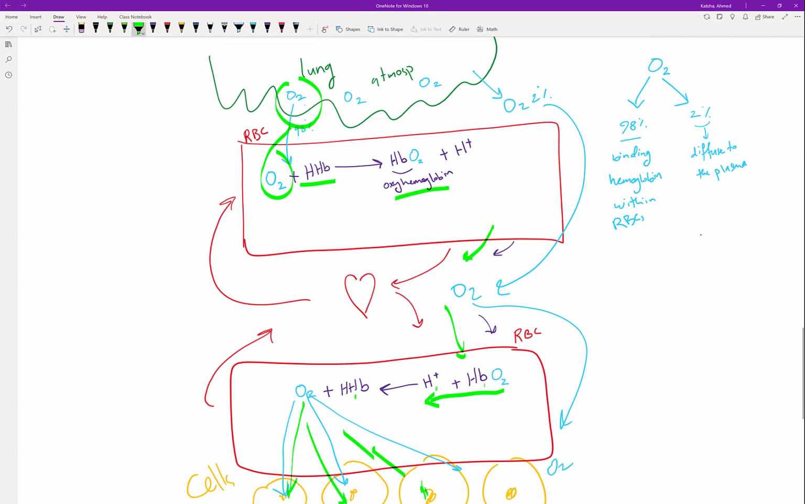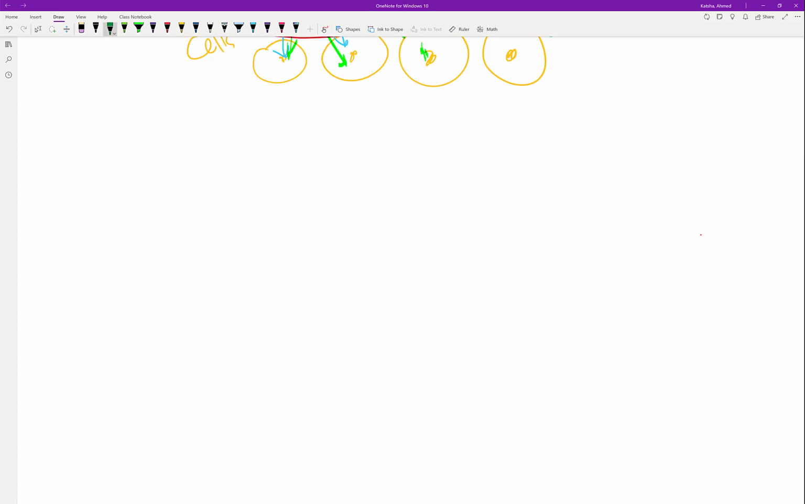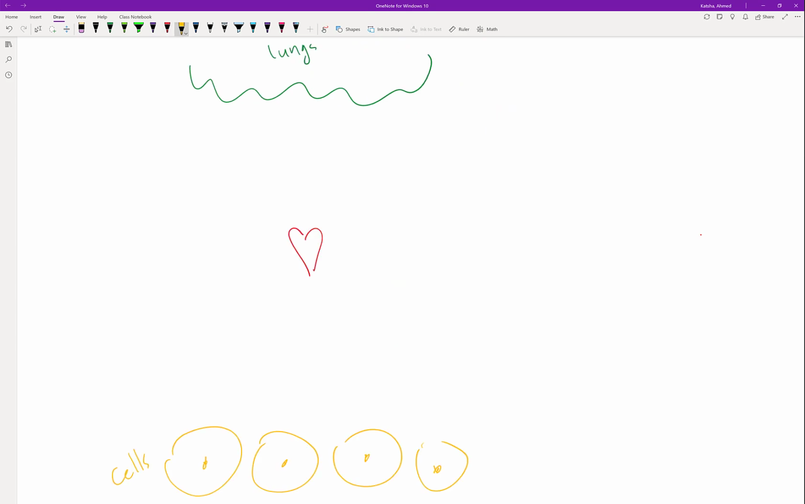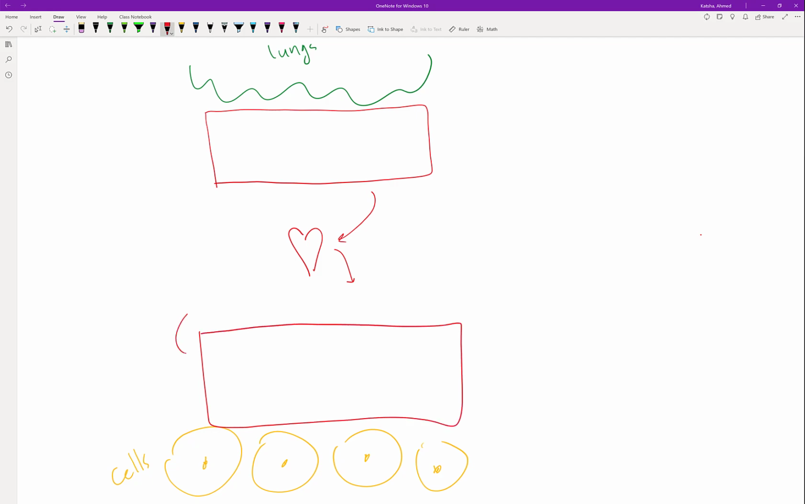Now for simplicity, I will redraw everything and we will talk about CO2. But in reality, both the processes, this and what we will see next, are happening at the same time. So here again, we have the lungs, we have the heart, and down we have the cells. Also we have the blood cell that will move through circulation. It arrives at the cells, and then moves back through circulation. Now for CO2, it's more complicated than the oxygen. For CO2 transport through the body, there are three ways.